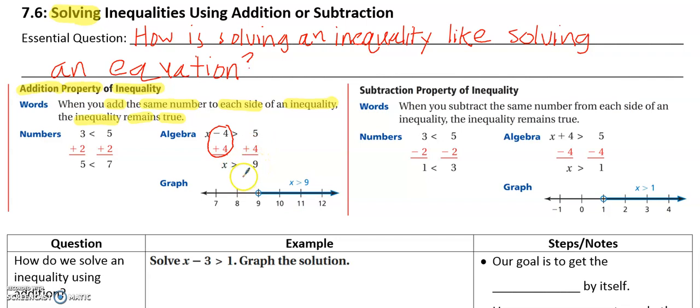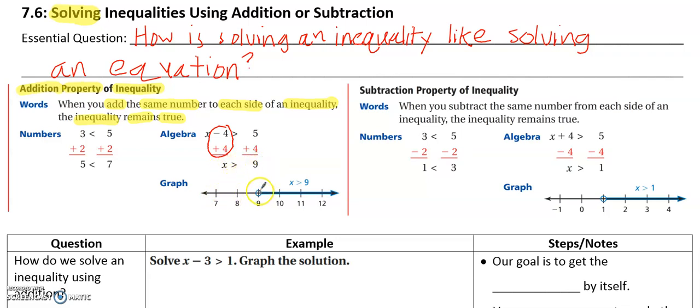And of course, because it's an inequality, we're going to have to graph these solutions because there are an infinite number of solutions to this inequality. X can be 10, yep, 10.5, yep, 11.2, yep. X can be all those numbers. What numbers can't x be? It can't be 7, because 7 is not greater than 9. 8 is not greater than 9.